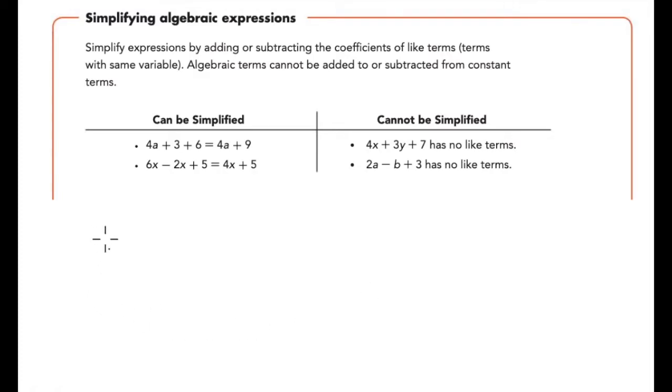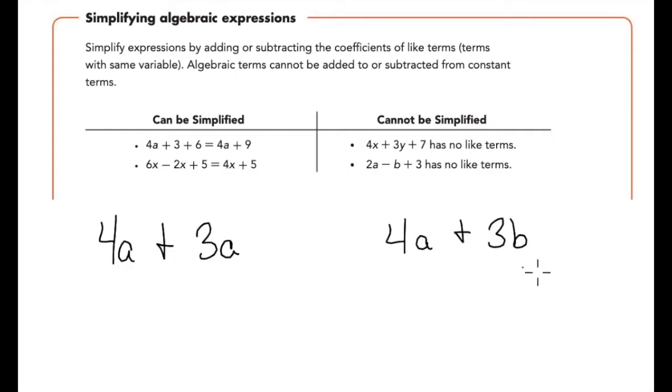So some examples of like terms. Let's say I had 4a and 3a. Those would be like terms because they both had the variable a. If I have 4a and 3b, these would not be like terms because this has a variable a, this has a variable b. If we had something like 4a and 3a squared, these would be non-like terms. So these are not like terms because this has an a, this variable here was a squared.